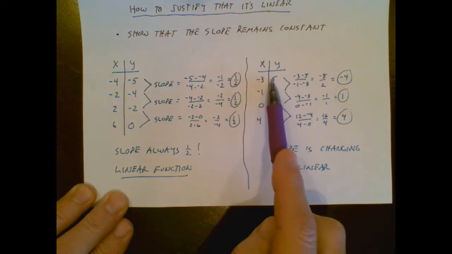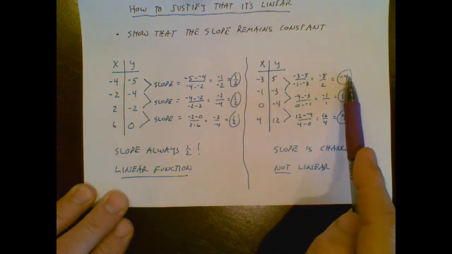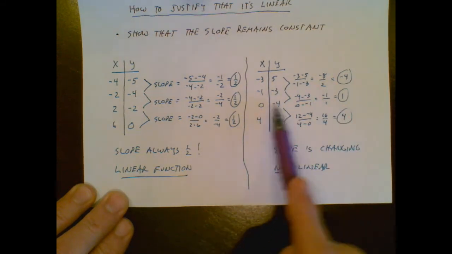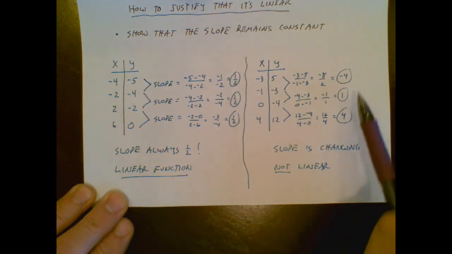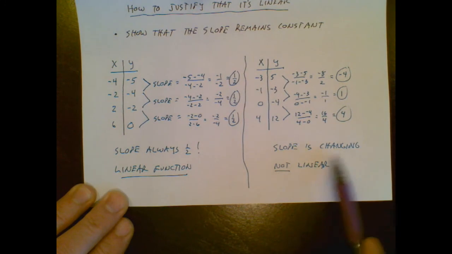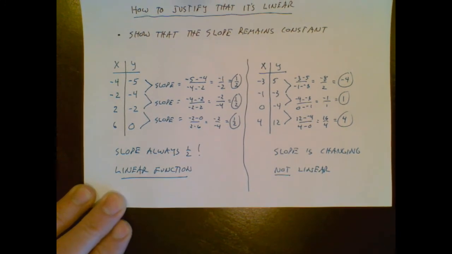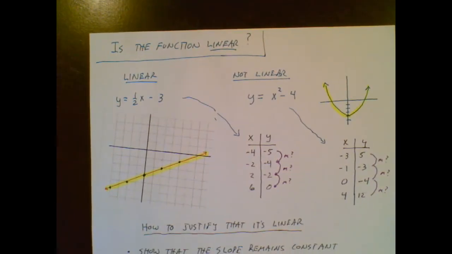In this case, between these first 2 points, my slope was -4, and as I kept computing my slope, and you can pause this and look at those calculations if you'd like, my slope is changing. If my slope is changing, this is a non-linear function. So it's going to be pretty easy to figure out if your function is linear or non-linear. You just look at the slopes and find out if it's changing or not.